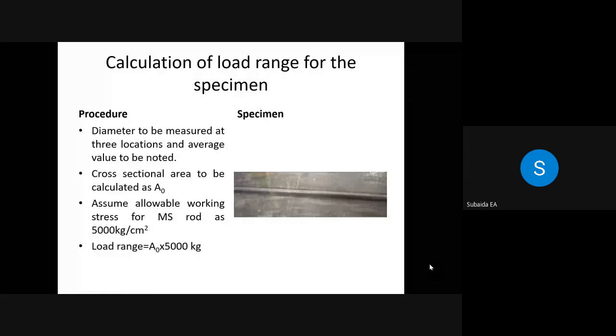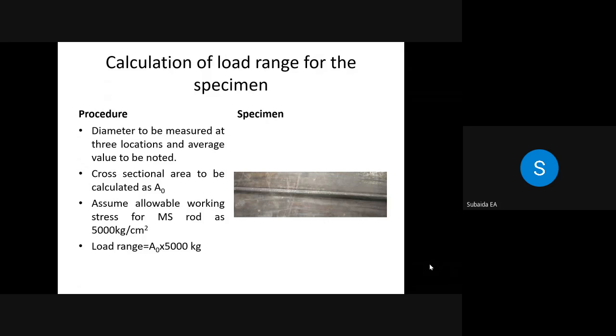Using this, we can find the maximum expected load required for breaking the specimen, which is equal to the expected stress into the area of cross section. We know the value of A0, and the assumed strength is 5000 kg per centimeter square. What is the relationship between stress and strength? We have seen yield stress, ultimate stress, breaking stress, etc. The maximum stress the specimen can sustain is called the strength of the material. So ultimate strength means the maximum ultimate load divided by the area of cross section. That we are assuming as 5000 kg per centimeter square.